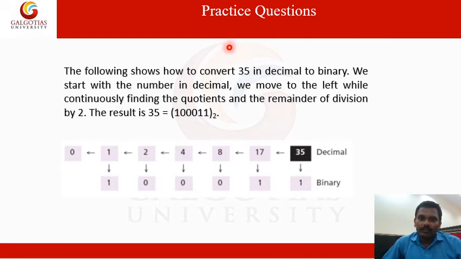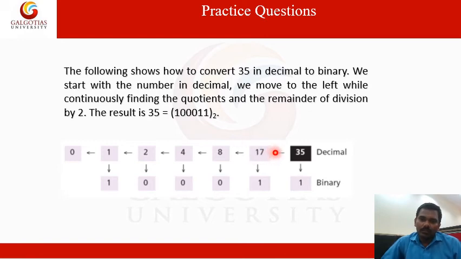Let's have some practice questions based on the topics that we have discussed. So we will convert the decimal number 35 to its equivalent binary number system. We start with this process. We write the decimal number on the extreme right, and we divide it by 2 because we have to convert it to a binary number system. If we divide 35 by 2, the remainder will be 1 and the quotient will be 17.